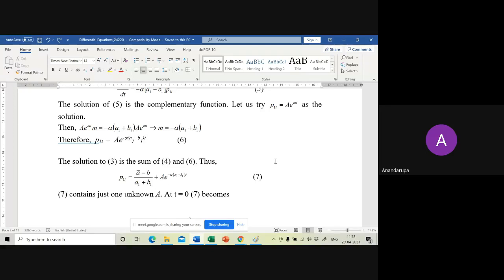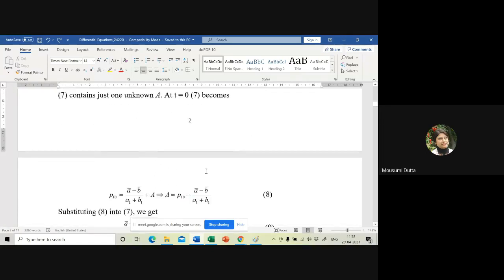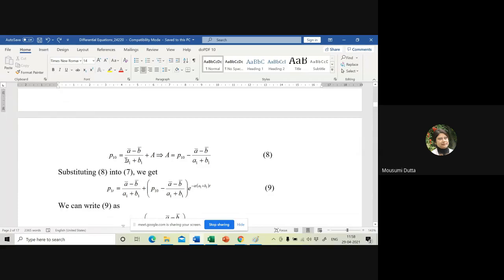Okay. So at t is equal to 0, 7 gives P10 is equal to (a bar minus b bar) by (a1 plus b1) plus A, which gives us this value. A is equal to P10 minus (a bar minus b bar) by (a1 plus b1). This value is nothing but P bar. So A is nothing but P10 minus P bar. Okay, we got a similar kind of thing in the difference equation framework.